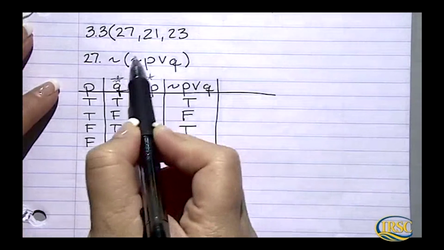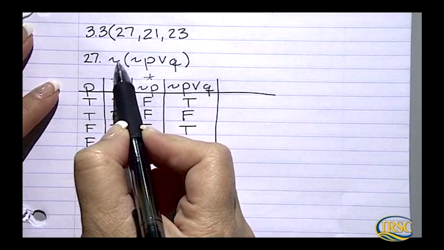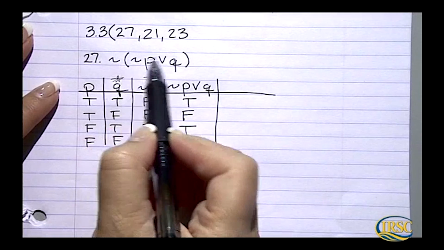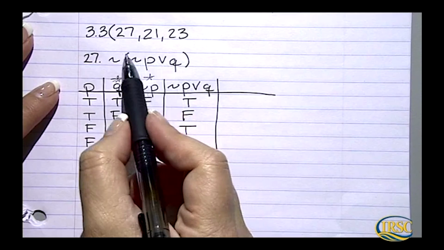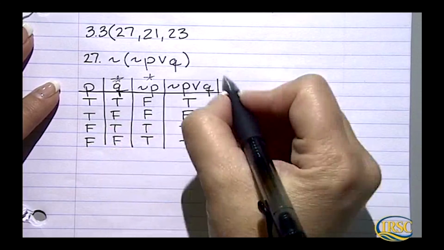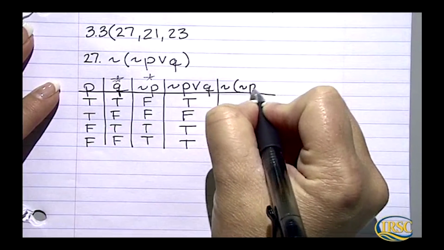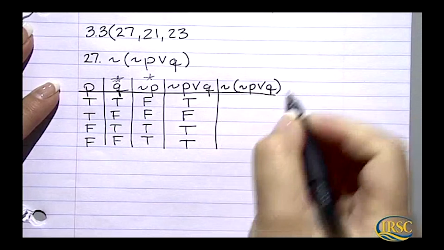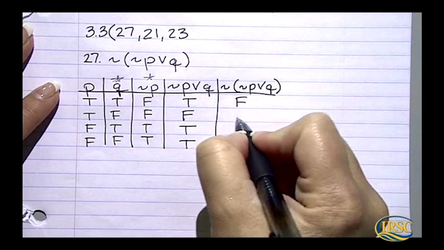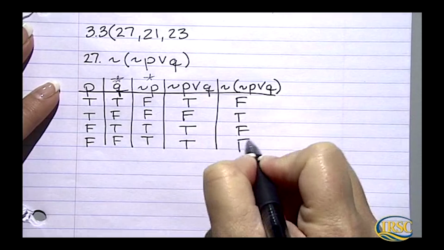And then the only thing that we have left is this negation outside of parentheses. So when you have a negation outside of parentheses, it means now take the opposite of what you just did inside parentheses. So I'm going to write the entire compound statement in the final column. And I want the opposite of our last column. So false, true, false, false.